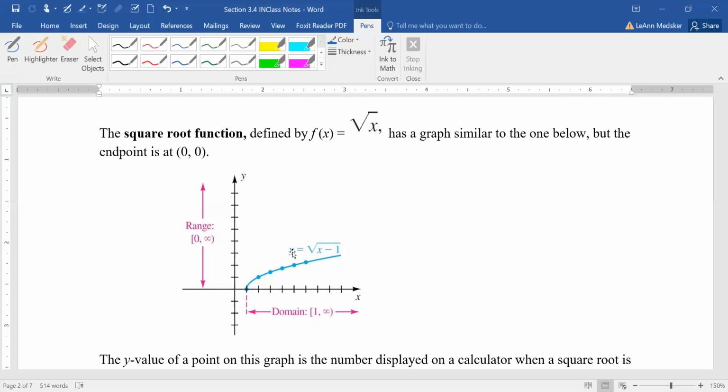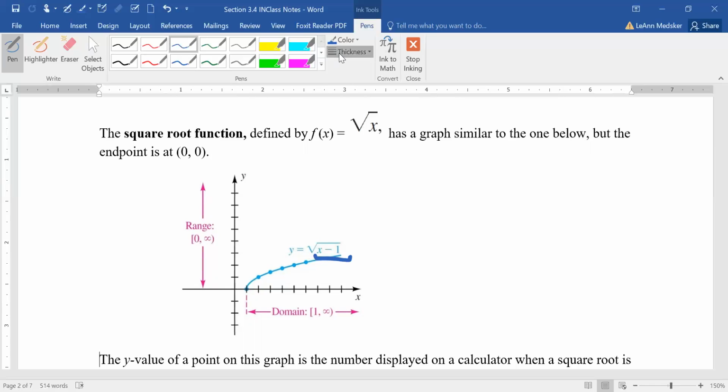So the biggest two functions that have issues that we've learned about so far in terms of domain are square root functions and rational functions. So here's a picture of a square root function. This is the square root of x minus 1. So notice it's got a little bit of a shift to it. It's not centered at 0 anymore. So this guy right here, it looks like you can't plug in like 0 because 0 minus 1 would be negative 1. That would make a negative number under my square root. That would be imaginary.